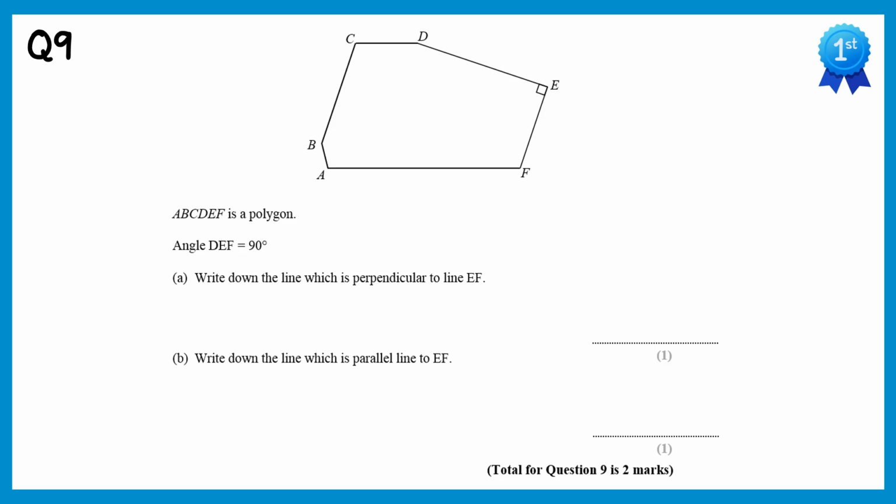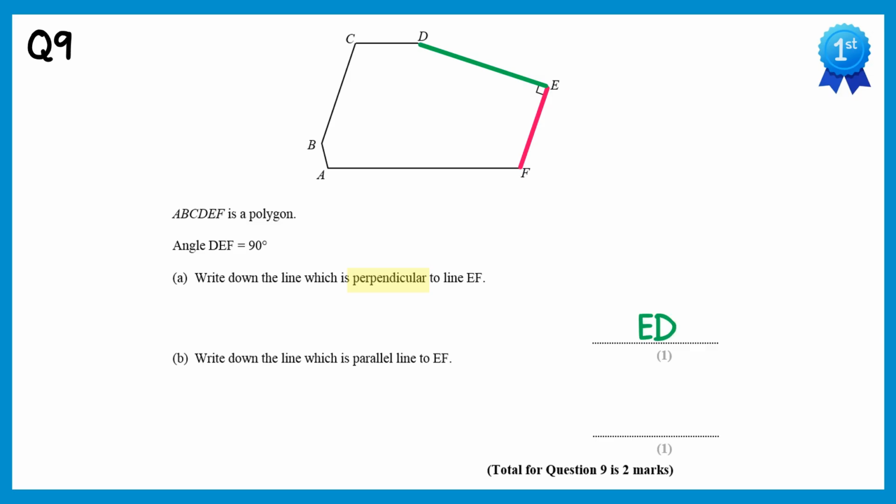For this question, I'm going to draw the line EF on the diagram in red. For part A, we need to find a line that's perpendicular to this line. Perpendicular lines meet at right angles, so you can see the right angle on the diagram, so this green line here must be the answer, which is ED.